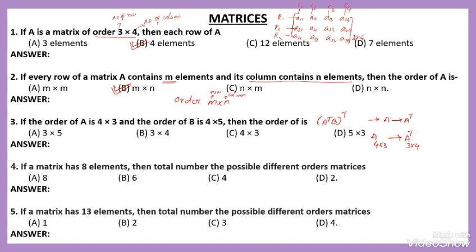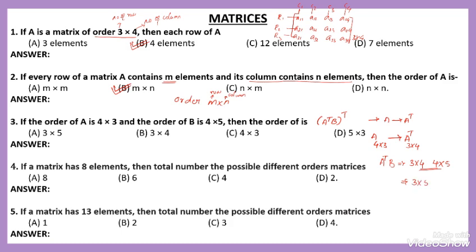Again, I will take the multiplication of A transpose into B. What is the order of A transpose? That is 3 cross 4, and the order of B is 4 cross 5. While taking the multiplication of two matrices, the number of columns of the first matrix and the number of rows of the second matrix must be equal. Then you will get the product matrix, that is 3 cross 5.